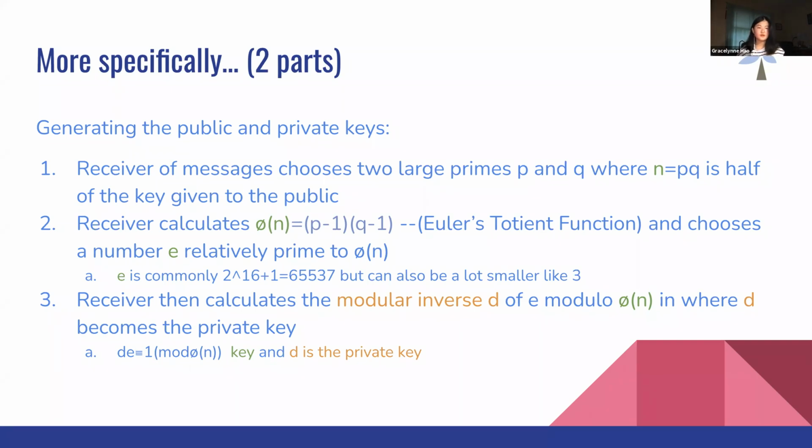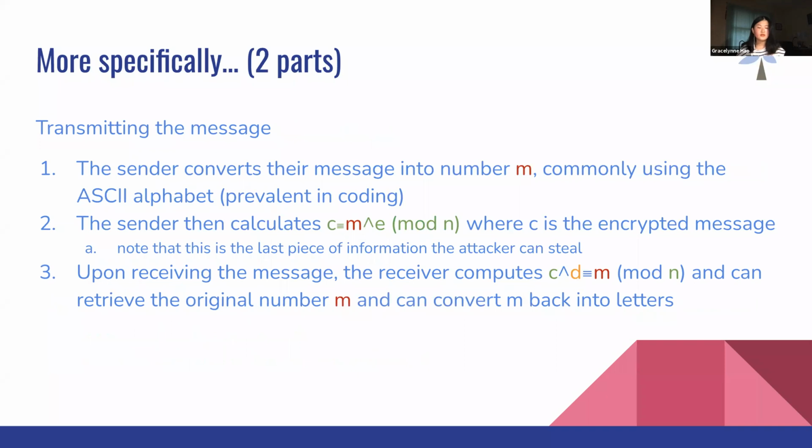Okay, so moving on. Then we come to the issue of transmitting the message. So the sender who wants to give Bob the message will convert their message into the number M. And this is commonly using the ASCII alphabet, which is prevalent in coding, if you've heard of it. And then the sender will calculate C, which is congruent to M to the power of E mod N, where C becomes the encrypted message.